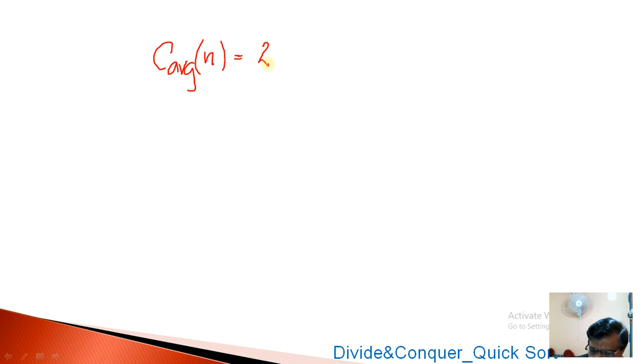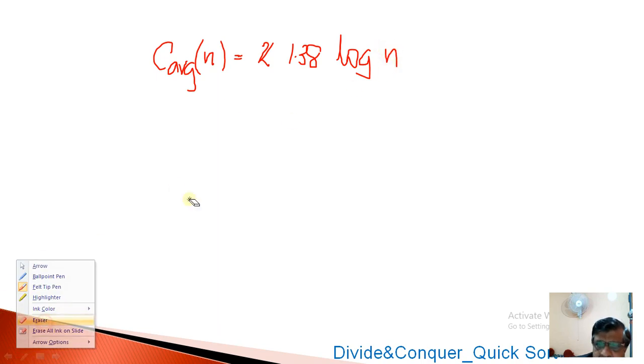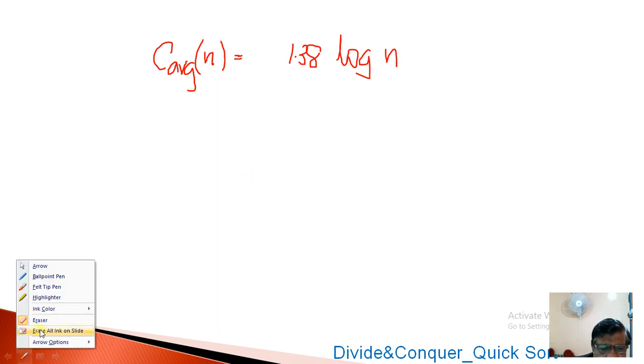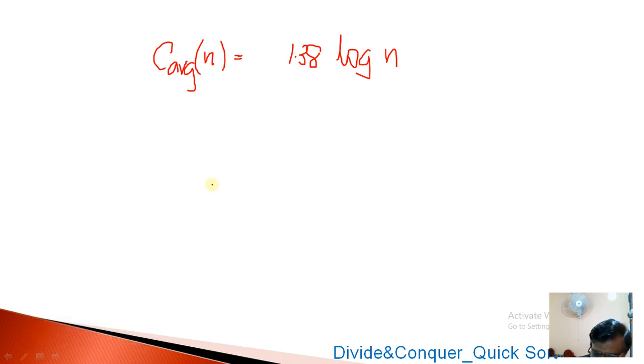It can be proved that the average case efficiency of the quicksort algorithm happens to be 1.38 n log n. That is, it makes 38% more comparisons with respect to its best case. In the average case it is 1.38, therefore 0.38, that is 38% more comparisons with respect to its best case.